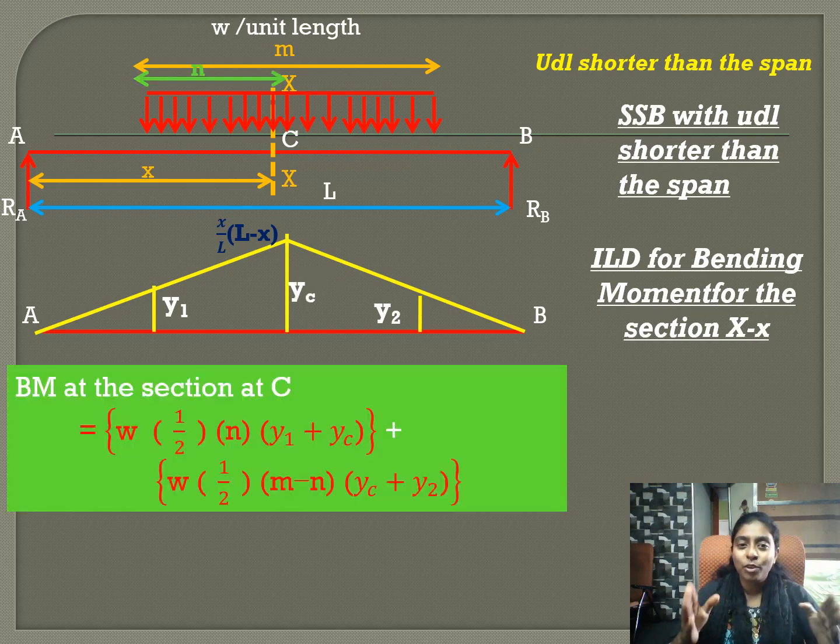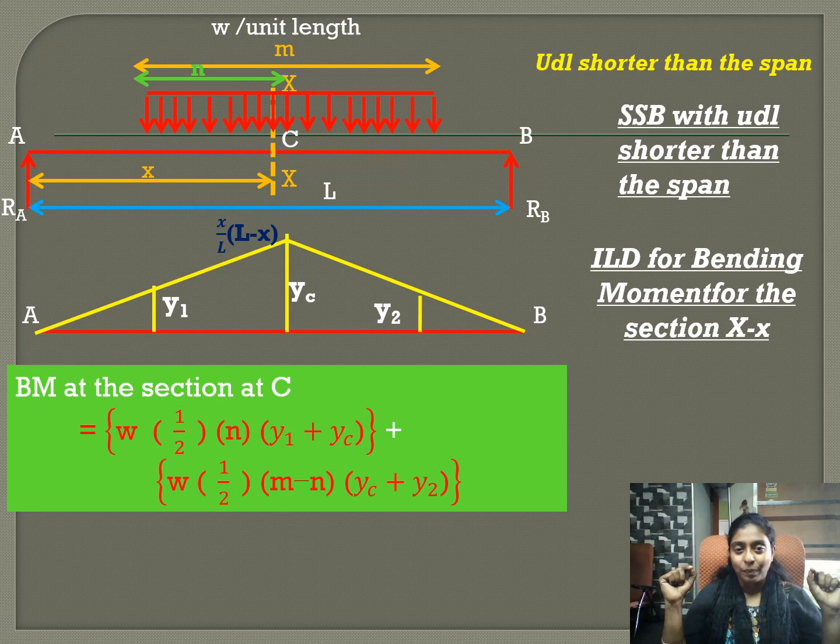Okay, so for this condition, the bending moment is the load multiplied by the area under the load. So it is Y1 and Y2, but we don't know what is Y1, what is Y2, how this UDL shorter than the span should be placed. And for this, you can see the portion marked in green color, that is N. We should find what is N, that is how much part of this UDL should be placed on the left of the section and how much is the remaining portion that is to be placed on the right of the section. Now our aim is to find N.